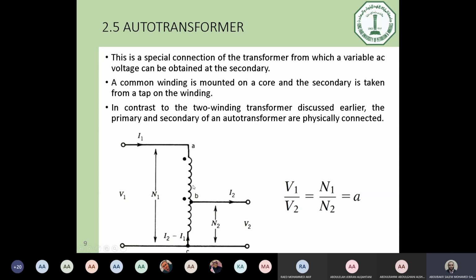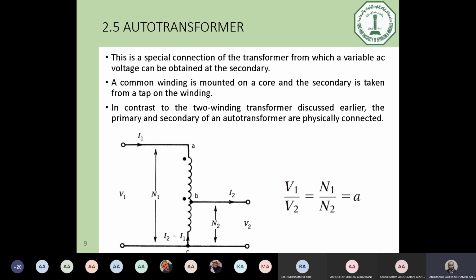Because this slide can move up and down, you can get different values of V2. And the maximum value of V2 here will be V1. So the output by this connection is going to be varied between 0 and V1, just by changing the position of this point, which is made in practical life by a tap changer, or a slide moving on the top of the coil itself.